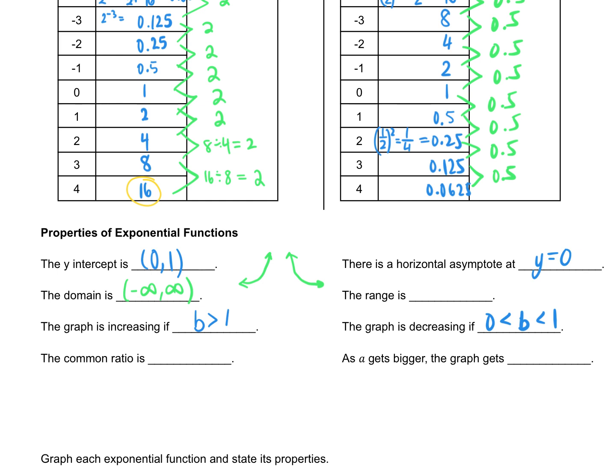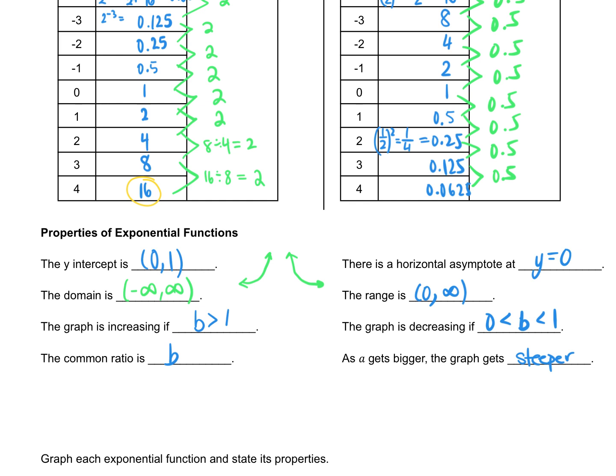The range, we don't touch 0, so I'm going to put a round bracket, and then we go to infinity. When we calculated our ratios, it matched to the value of the base. So the common ratio is just that b value. And as b gets bigger, the graph is going to get steeper. And we're going to see that in the next set of graphs.